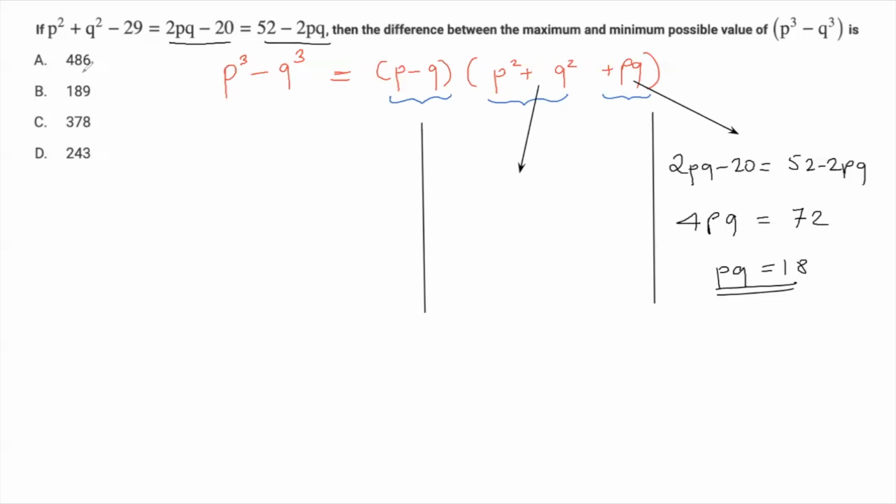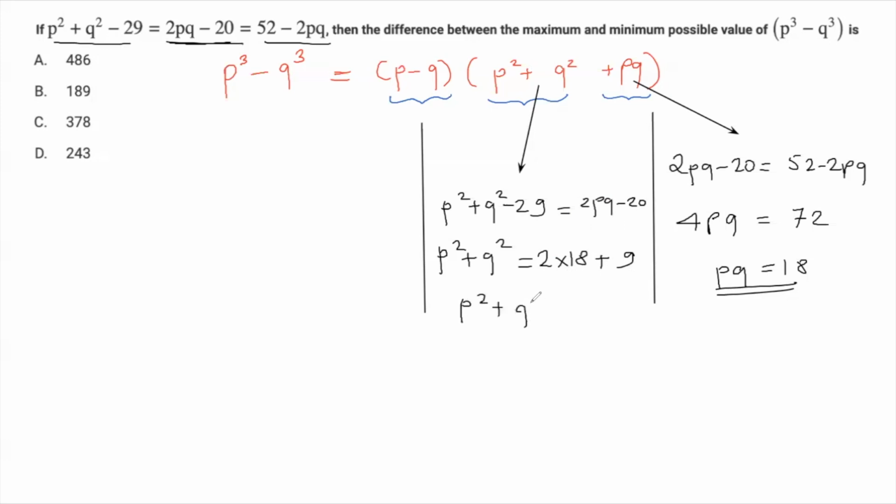From this particular equation, guys, let's equate the first and the second part. You can equate the first and last also. It will be the same thing. We know p square plus q square minus 29 is equal to 2pq minus 20. I'm just equating the first and the second part of the equation. I'll substitute the value of pq as 18 here, and minus 29 I'll take on the right-hand side. So p square plus q square will be equal to 2 into 18, minus 20 and plus 29, which basically makes it plus 9, right guys? 36 and then 9 will give me 45. So p square plus q square is nothing but 45.